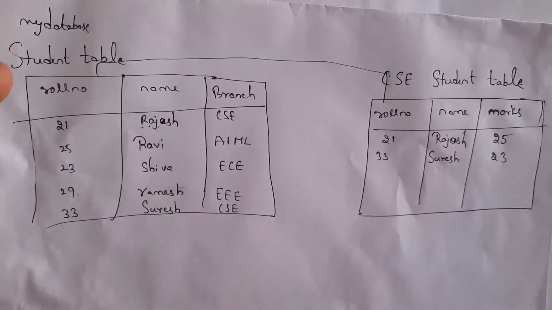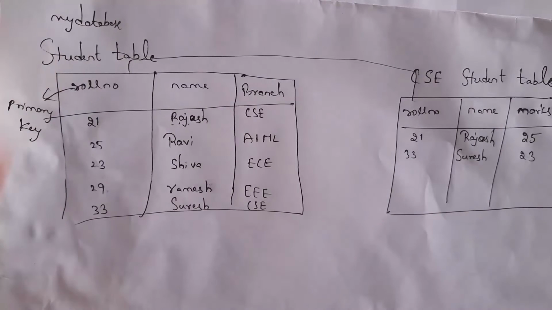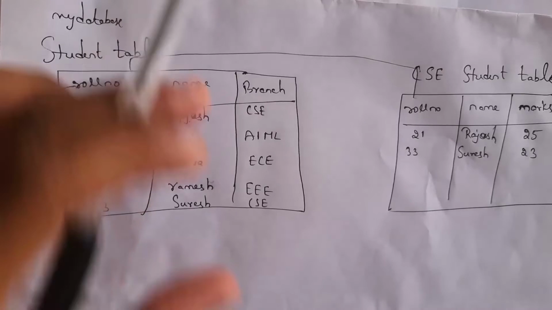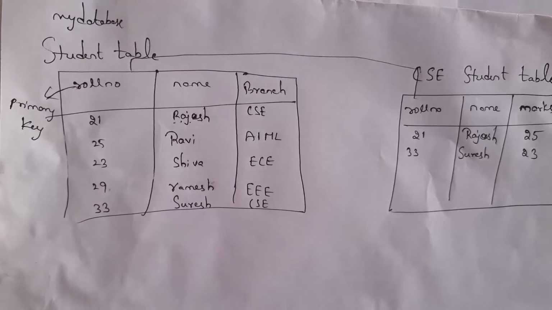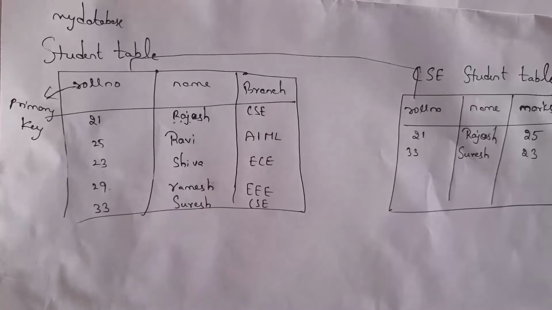The student table contains three columns. They are roll number, name and branch. We call this roll number column as primary key. Primary key is nothing but any column that contains unique values. For example, if you consider name column, there may be same name for two different students, and similarly if you consider branch column, there may be same branch for two different students. But if you consider roll number column, there will not be same roll number for two different students. For each and every student, there will be different roll numbers. So we call this roll number column as primary key.